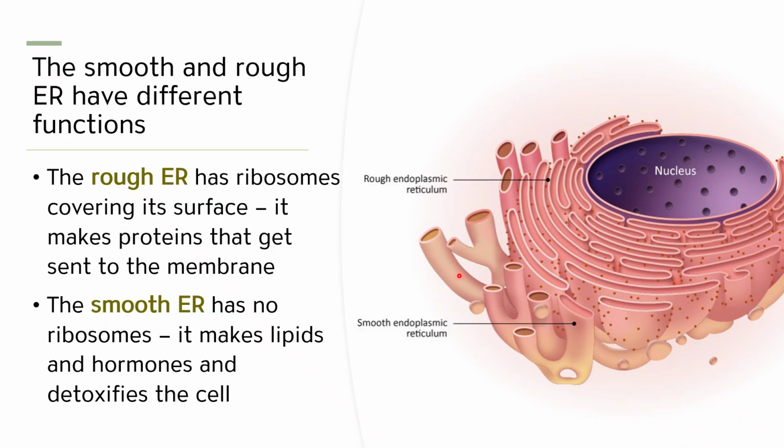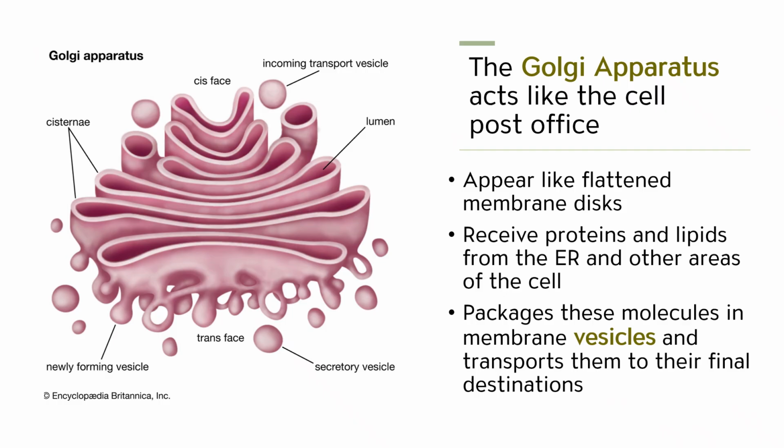So if we're looking at the body, if we're going to look at our liver cells, because our liver is our detoxifying organ, if we were to look at liver cells compared to muscle cells, we would probably see significantly more smooth endoplasmic reticulum in a liver cell where it has to detox every day versus a muscle cell, which doesn't need to detox quite as much.